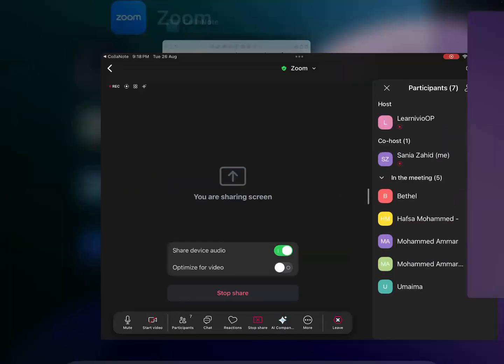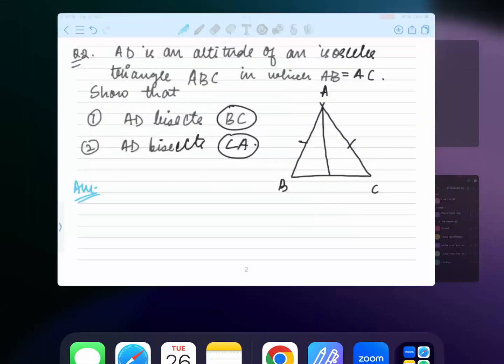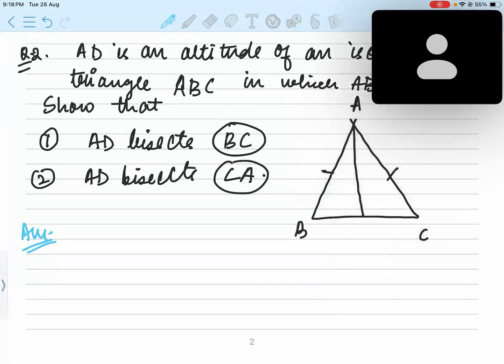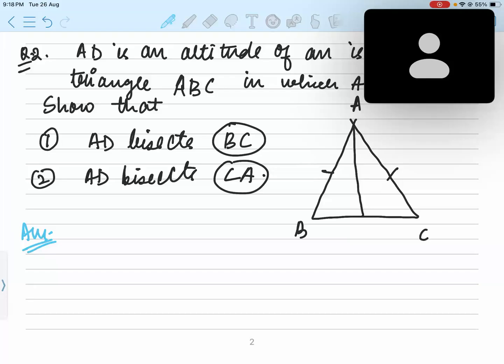Okay, so then let's discuss now. The question says that AD is an altitude of an isosceles triangle ABC in which AB and AC are equal. So you have to show that AD is bisecting BC. So tell me, children, who will tell me the solution?